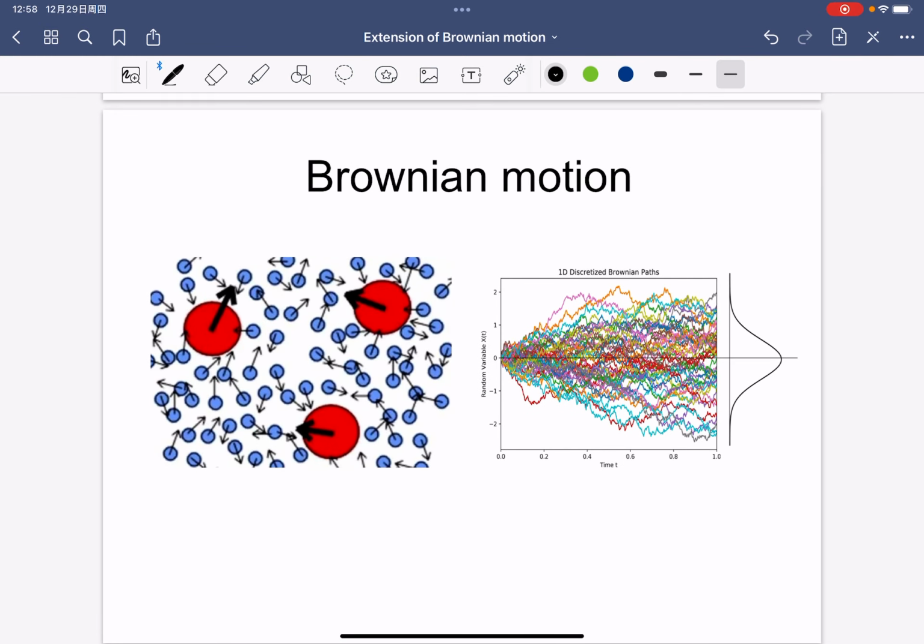Today, I'm going to give a presentation on the deformation and extension of Brownian motion. First, let's see what Brownian motion is. The phenomenon of irregular motion of suspended particles hit by molecules is called Brownian motion.